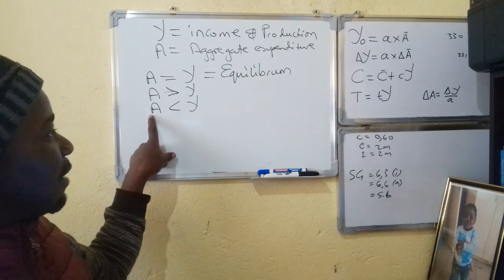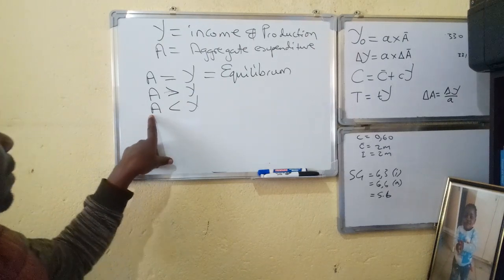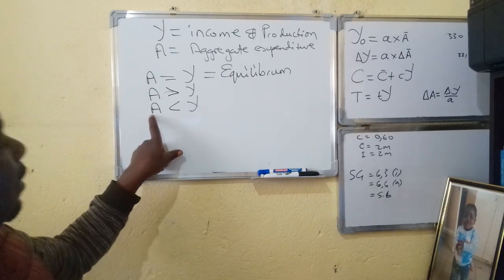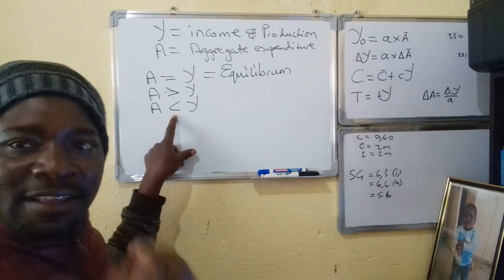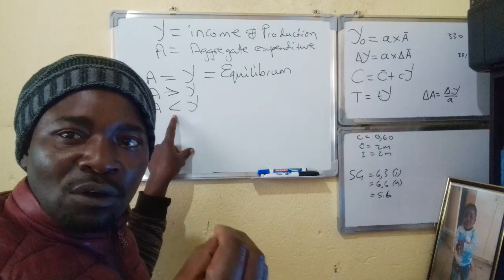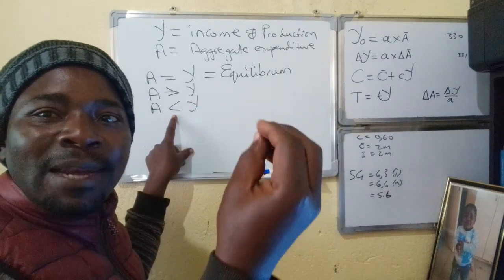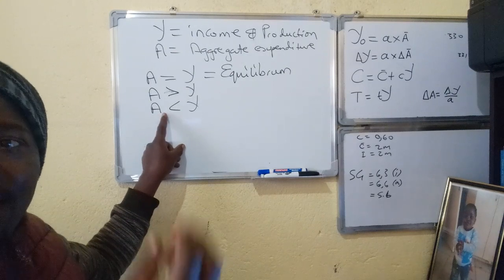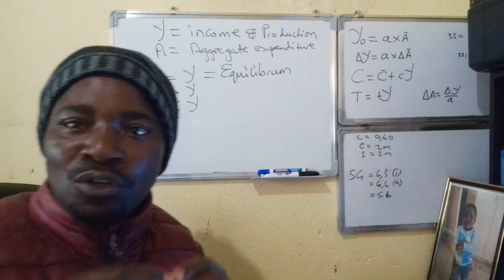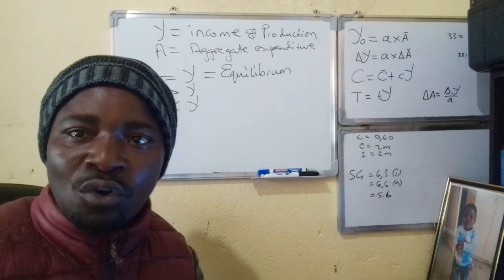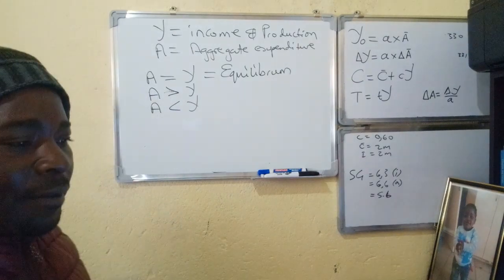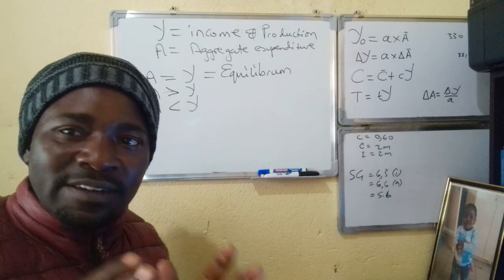And then this one is the opposite. When aggregate expenditure is lower than income, it means there is less demand for goods and services. So the levels of stock of goods in the economy will tend to increase because there is less expenditure. They are less demanded. This discourages producers from producing more, and encourages them to cut down on production. Please follow this. It's very interesting.